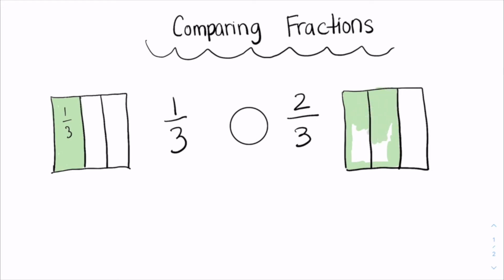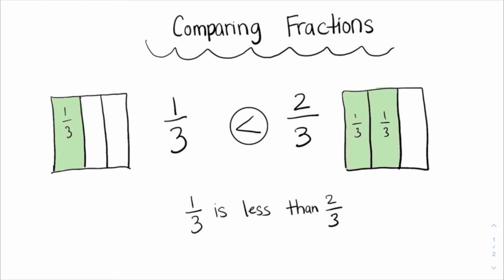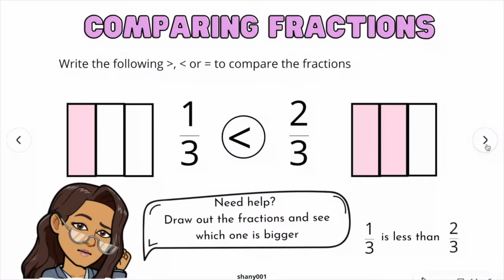And each part is 1/3, so you want to make sure to write 1/3 in each of the rectangles. We can easily see that 1/3 is less than 2/3. We clearly see that 1/3 is less than 2/3.